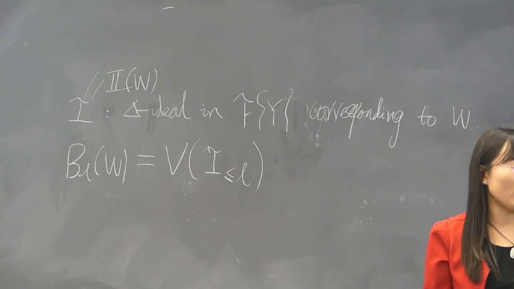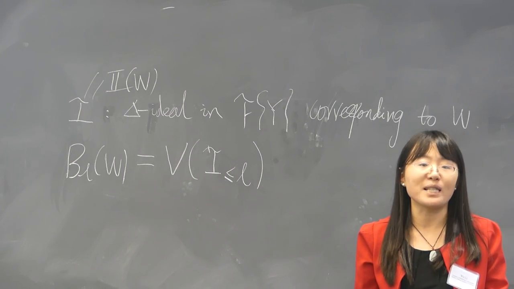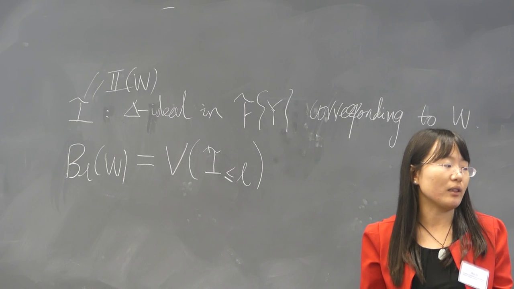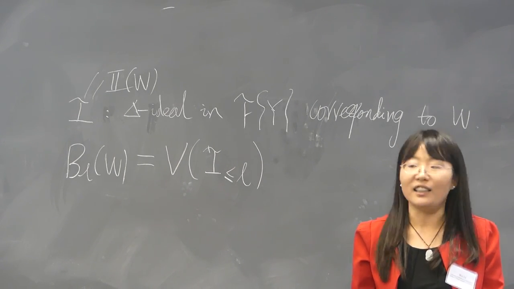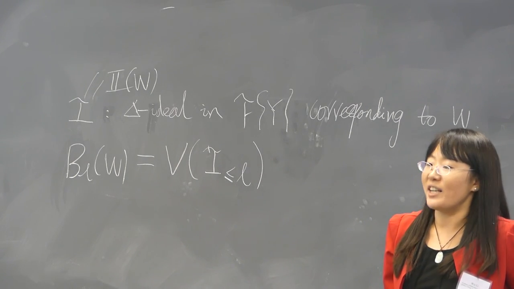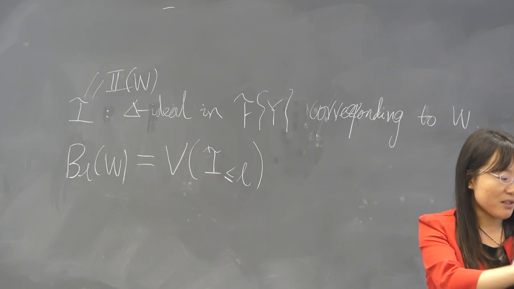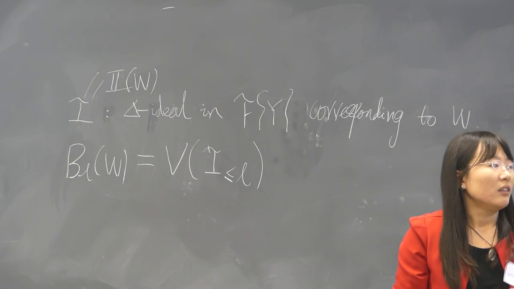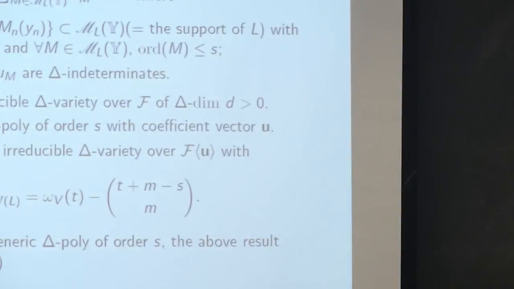The Kolchin polynomial, also called the differential dimension polynomial, and the differential characteristic set are the basic notions we will use later. And Omar has explained them in detail in this talk, but we will not say much about these terms. So now we give the quasi-generic intersection theorem.